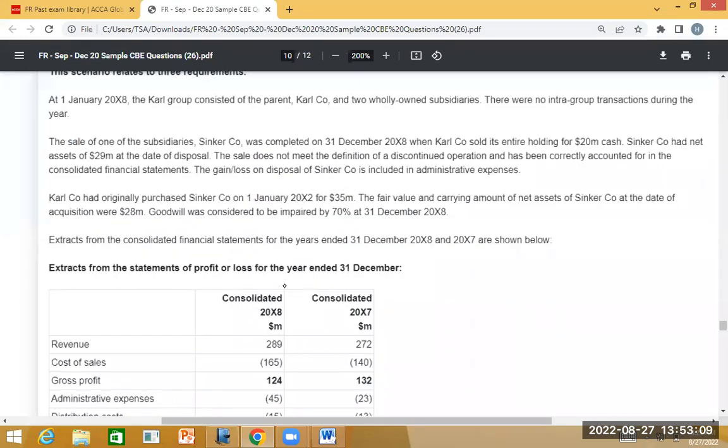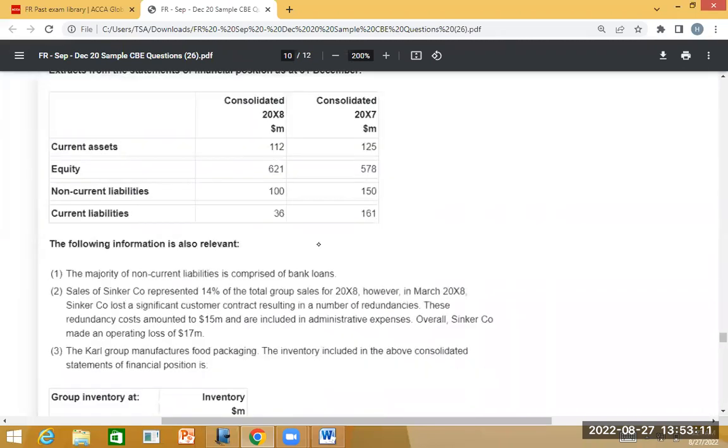So the possible reasons could be that these liabilities are for the Sinker company that goes out of the balance sheet with Sinker, or some of the liabilities of the Carl company have been paid off from the current assets, or the cash that we have received from the disposal of Sinker. So that is the reason there is a substantial reduction in the current liability.